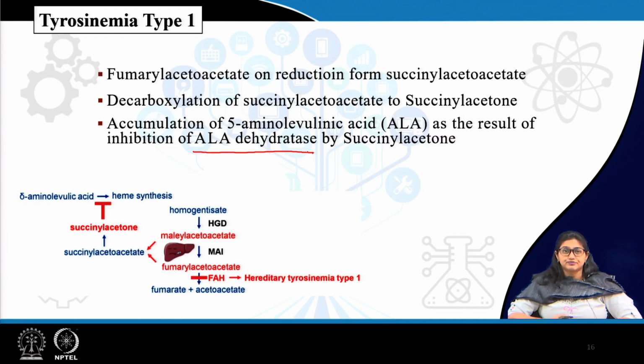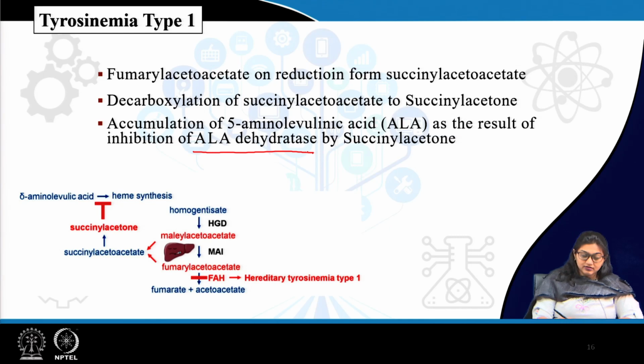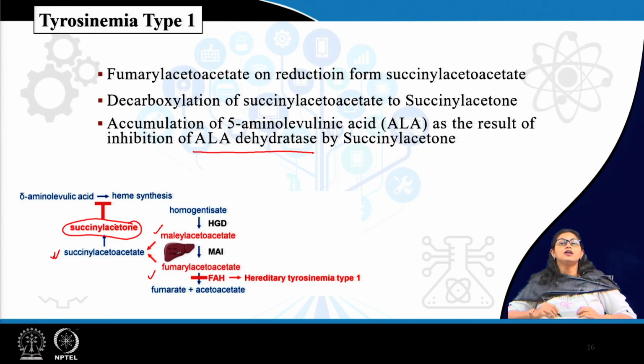Now, what happens? Fumarylacetoacetate forms succinylacetoacetate. So, you can see fumarylacetoacetate as well as maleylacetoacetate, they form succinylacetone. Now, succinylacetone forms a lactone, succinyl lactone. Now, the succinyl lactone is one inhibitor of the delta ALA dehydratase. So, finally, delta aminolevulinic acid is accumulated and heme synthesis is hampered in tyrosinemia type 1.